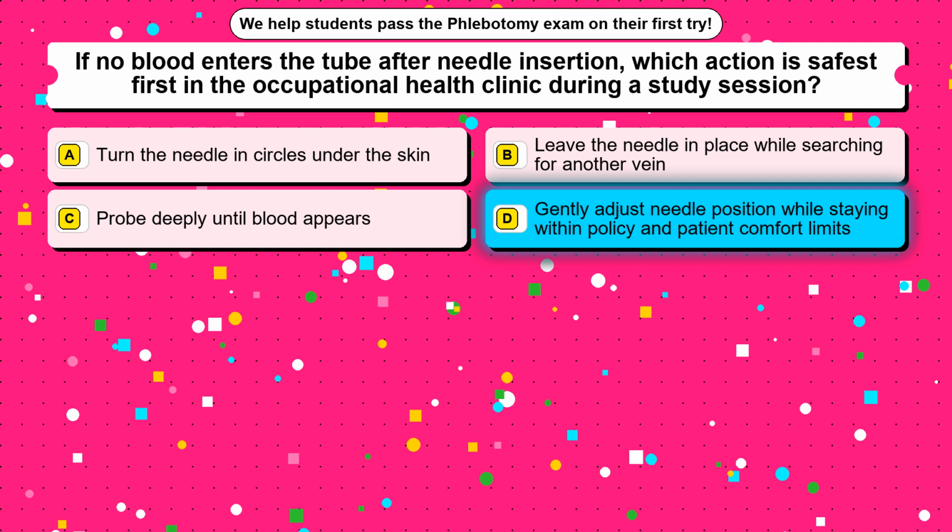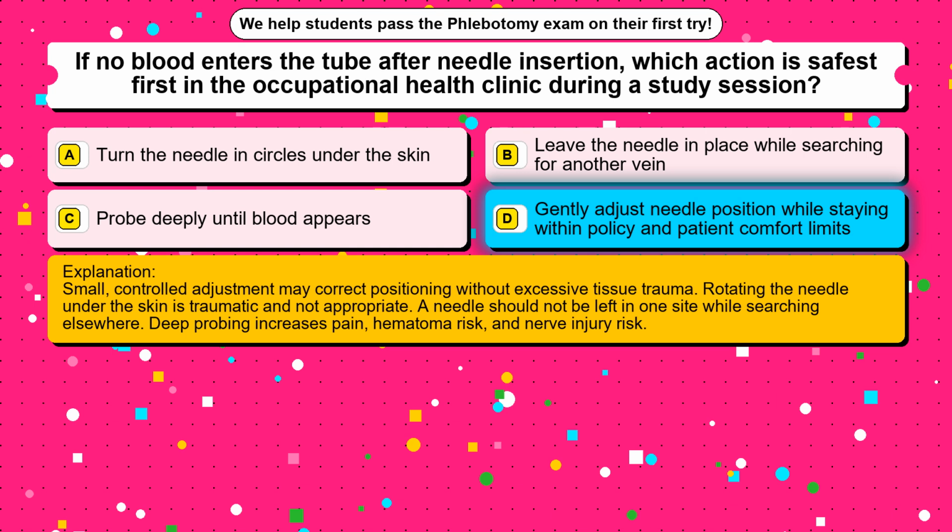The correct answer is option D. Gently adjust needle position while staying within policy and patient comfort limits. Small, controlled adjustment may correct positioning without excessive tissue trauma. Rotating the needle under the skin is traumatic and not appropriate. A needle should not be left in one site while searching elsewhere. Deep probing increases pain, hematoma risk, and nerve injury risk.